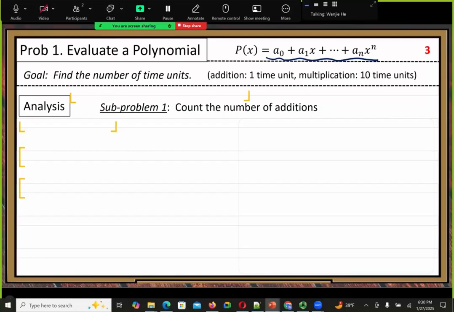That's right, but we need a number. We need an expression in terms of n. N, that's the degree number, right? So you tell me the number of additions, give me an expression in terms of n. 10n, why 10n? Why do you multiply by 10? Ignore multiplication, because remember, we only do one subproblem. The multiplication is our next subproblem, so now you don't worry about multiplication. We delay it. Only do the addition problem. How many additions?